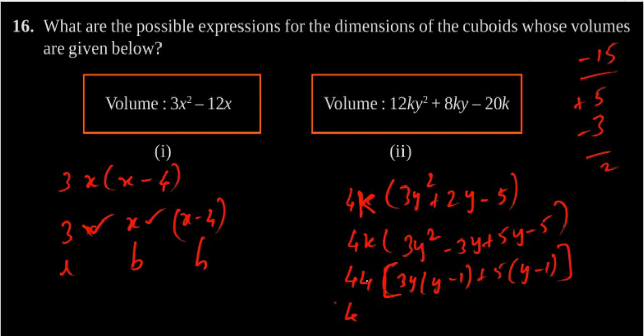So 4k times y minus 1, if we take it common outside, we will get 3y in the first term plus 5 in the next term. So the factors are: 4k is one of the factors, y minus 1 is another factor, and 3y plus 5 is another factor.